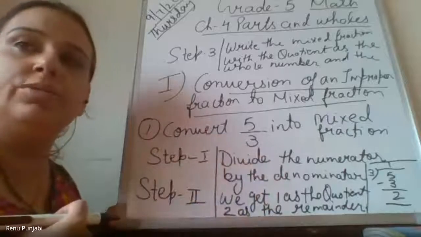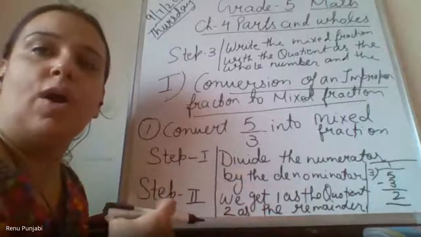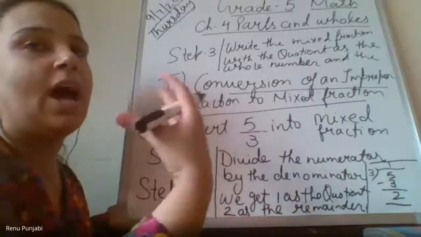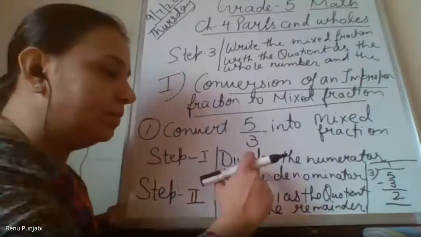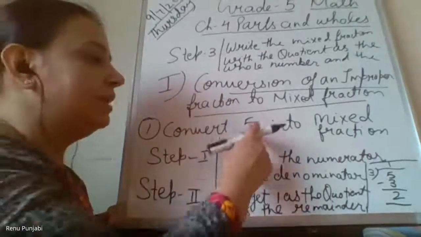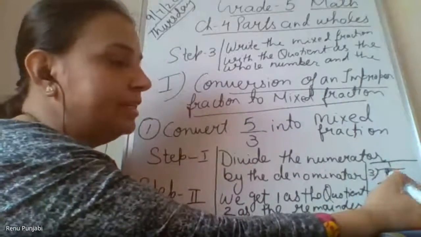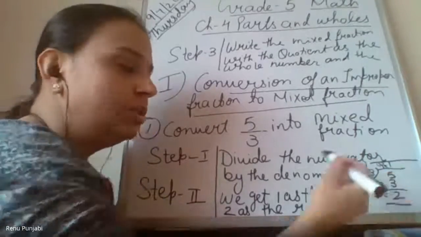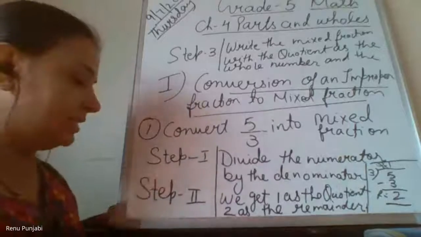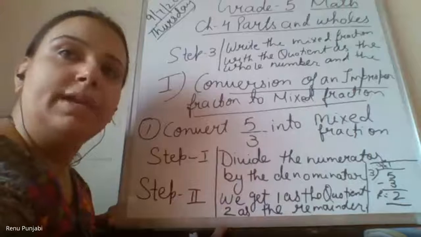Now the fraction is 5 upon 3 and we need to convert it into the mixed. After converting it into the mixed, we come to know how much whole part is there and how much is the fraction part. So the first step is to divide the numerator by the denominator. Here the numerator is 5 and the denominator is 3. So we divided the 5 by the 3. We got the quotient as 1 and the remainder as 2. So after dividing, the step 2 says we get 1 as the quotient and 2 as the remainder.